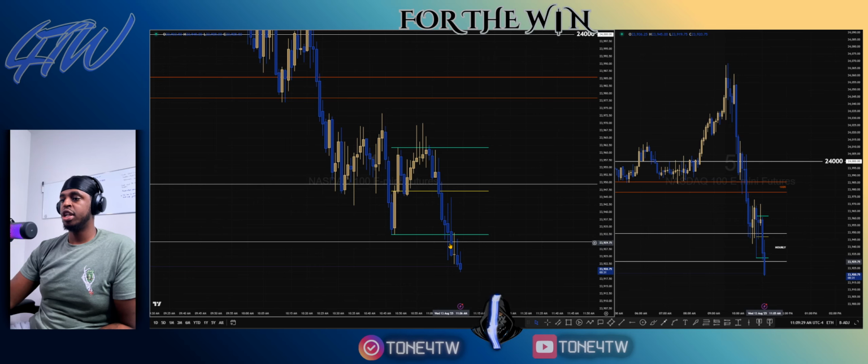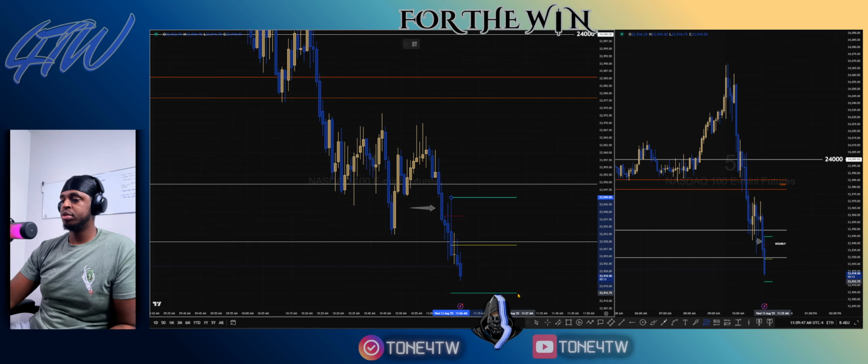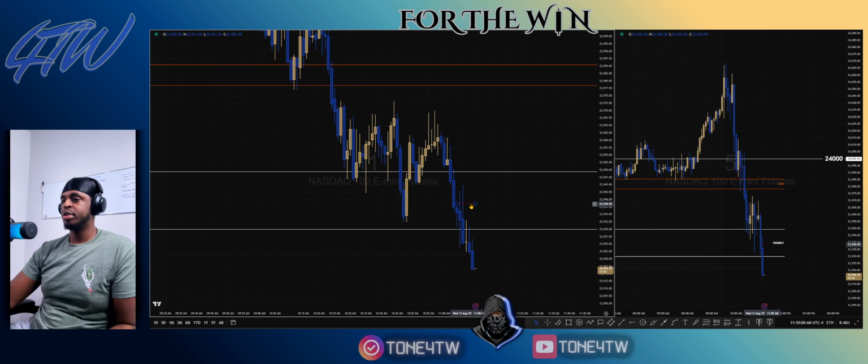So now that we're getting expansion off of this, I'm looking at this imbalance here, this sweep here, this high here, and then whatever low it bottoms out to. So it'd be like that, or whatever it bottoms out to, as long as we don't get any more imbalance inside of this price leg pushing down. So let it play out first.